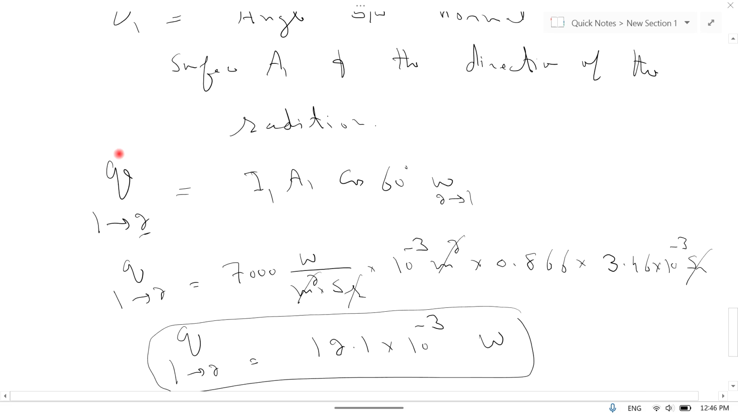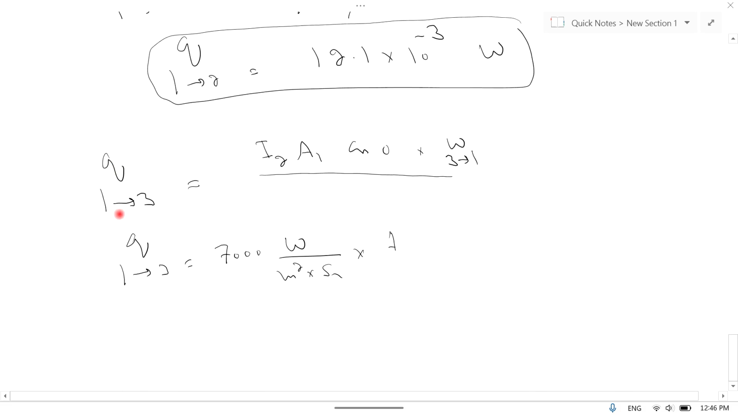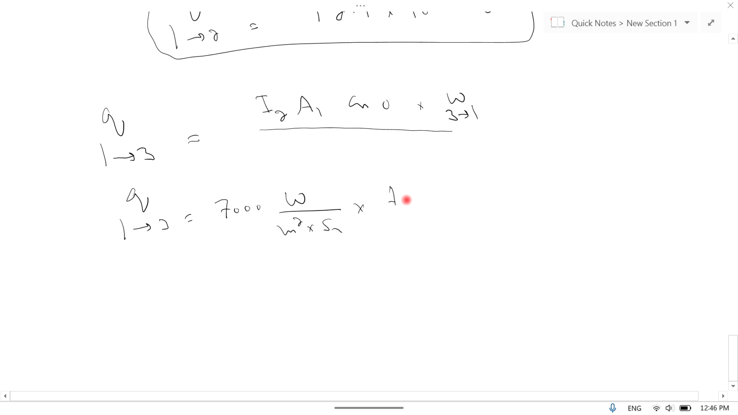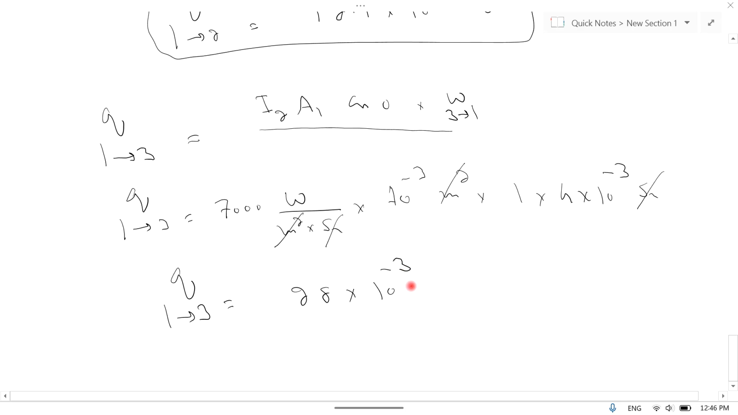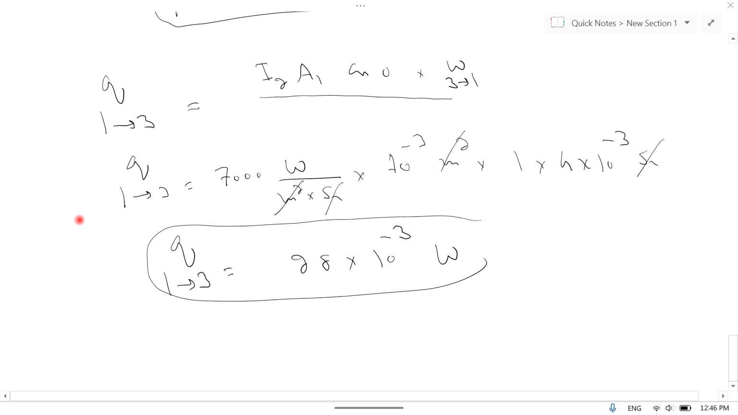I1 A1 cos theta 1. Here the area is 10 power minus 3 square meter. Cos 0 is equal to 1, and the solid angle between surface 3 and 1 is 4 multiplied by 10 power minus 3 steradian. So steradian will be cancelled, and square meter with square meter. So Q from 1 to 3 is equal to 28 multiplied by 10 power minus 3 watt.